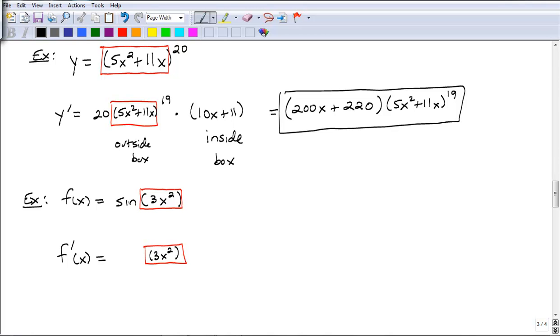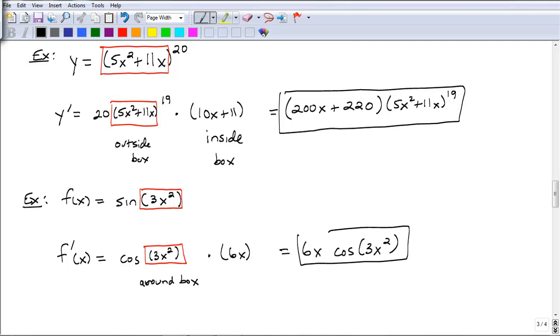Now if we think about it, the derivative of sine is cosine. So when I take the derivative around the box, I take the derivative of sine, and I get a cosine of 3x squared. This is around the box, or outside the box. Then I multiply by the derivative inside the box, which is 6x. So I get 6x cosine of 3x squared. So notice the trig function is what changes when I take the derivative around the box.